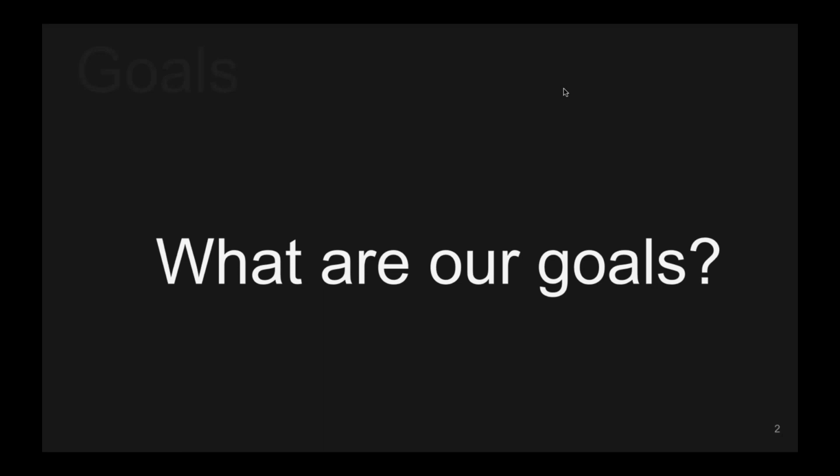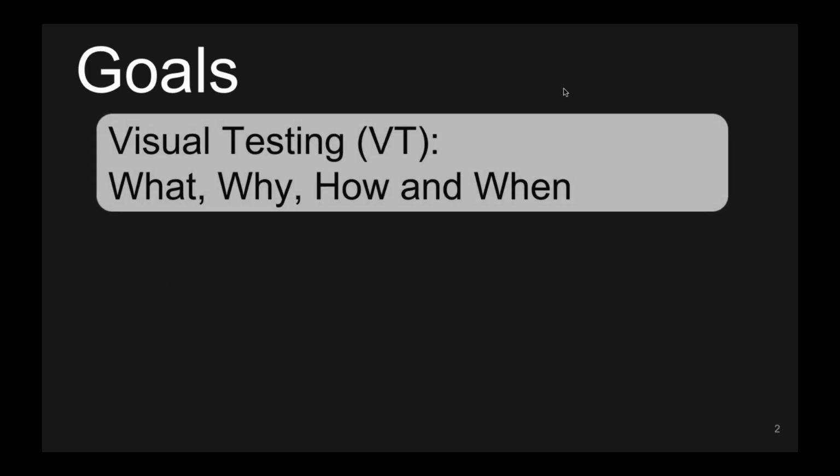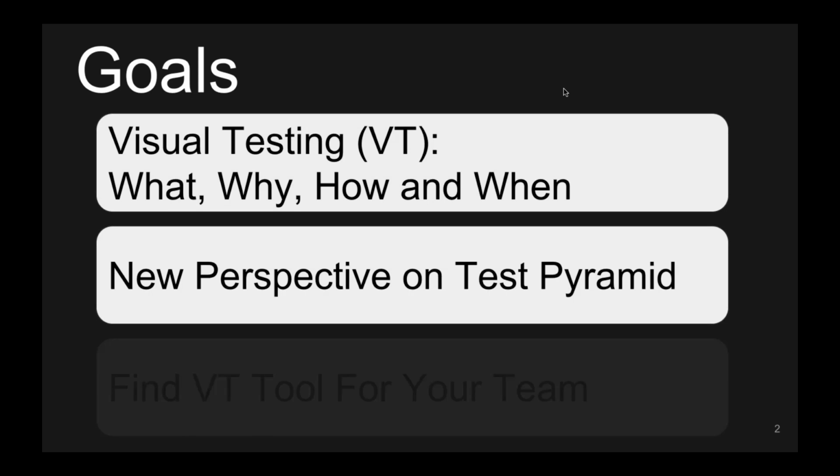First of all, we need to establish what our goals are today and what we'll be talking about, because from the title itself it might not be as clear. First and foremost, we will talk about the area of visual testing as a whole: what it is, why we have to care about it, and potentially how to do it. Then I'll apply this visual testing perspective to the test pyramid and explain where visual testing fits in our standard testing practices.